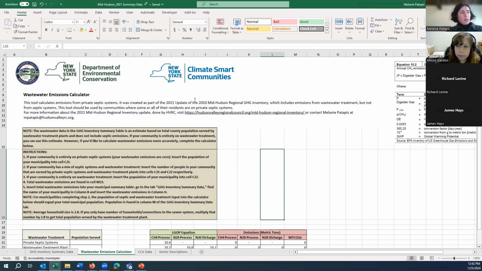So there are a couple of scenarios here. If your community is entirely on a wastewater treatment plant, you're part of the sewer system, you can choose to keep the estimate that's in there already and take that wastewater estimate as part of your emissions and not do anything further. But if you'd like to calculate your wastewater emissions more accurately, then you can complete this calculator here.